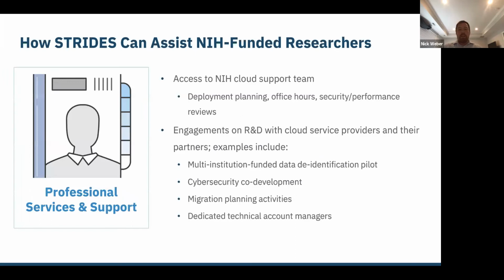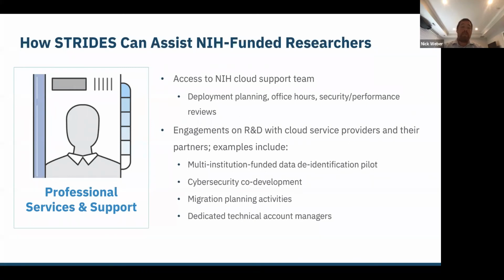So regarding those professional services, one of the things that we found and we've heard from a lot of those participating in Strides is that getting those people who know how to help you migrate your data or understand a specific tool or think about a problem in a different way are some of the most important and impactful things that can be provided in this transition. So that's part of the Strides initiative as well.